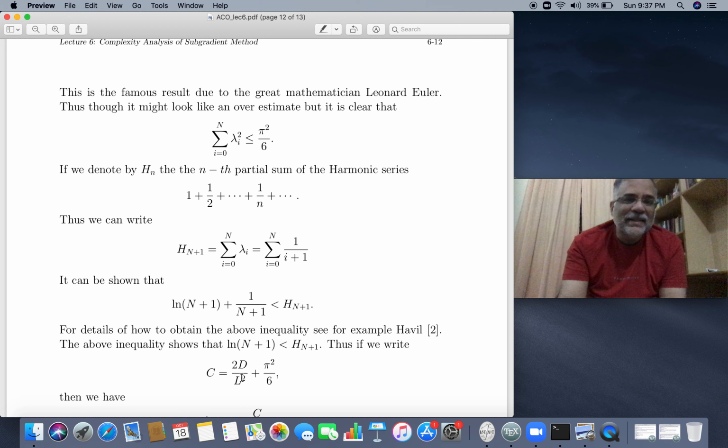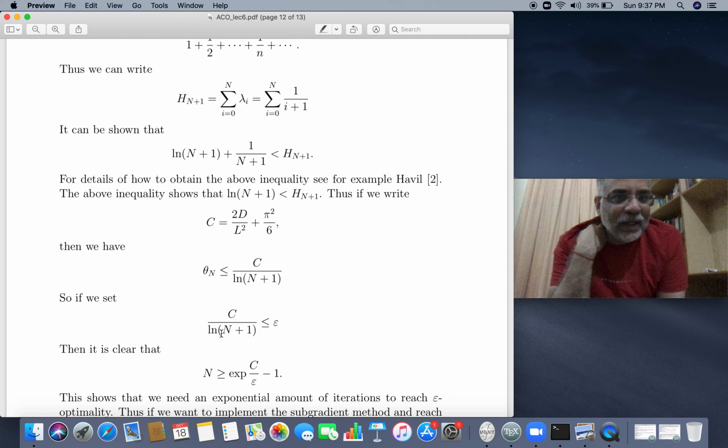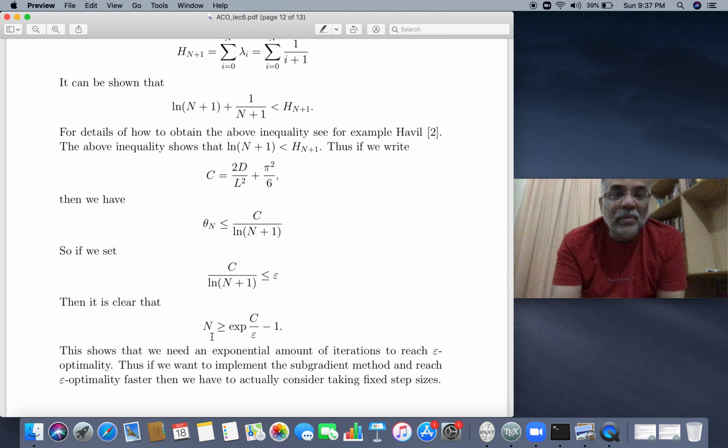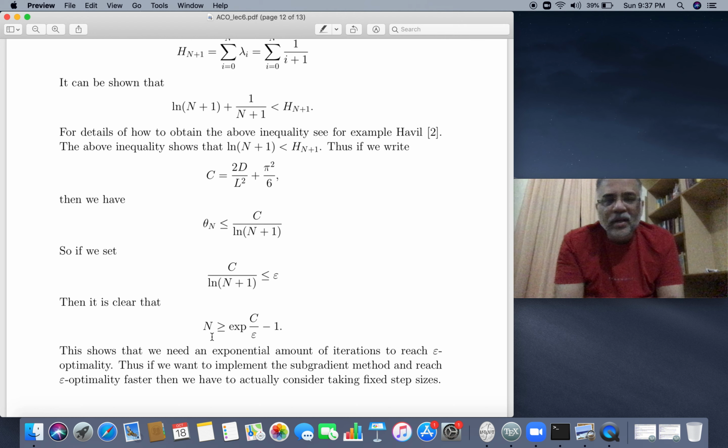So then if we write c equal to this, a constant now, then theta n is actually c divided by ln(n+1), because 1 by H(n+1) is strictly less than 1 by ln(n+1). I am not putting strict, it should be strict inequality, but okay, doesn't matter much. So if we set this to be less than epsilon, then we'll get theta n less than epsilon. I get log of n plus 1 equal to c by epsilon, and hence n is strictly bigger than e to the power c by epsilon minus 1.